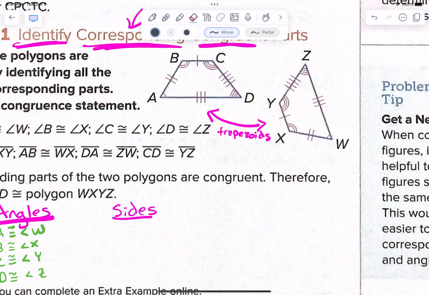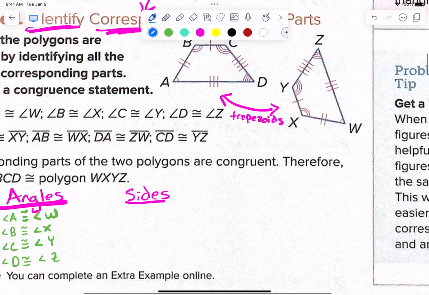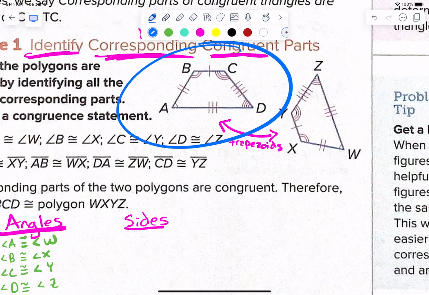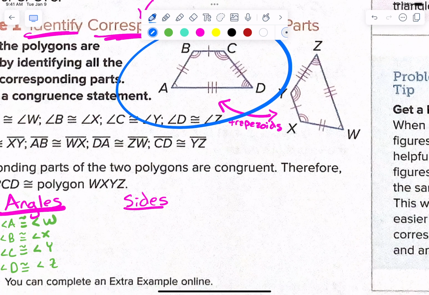Next, let's do the sides. So let's talk about this figure right here. Give me the name of one of the sides. AB.